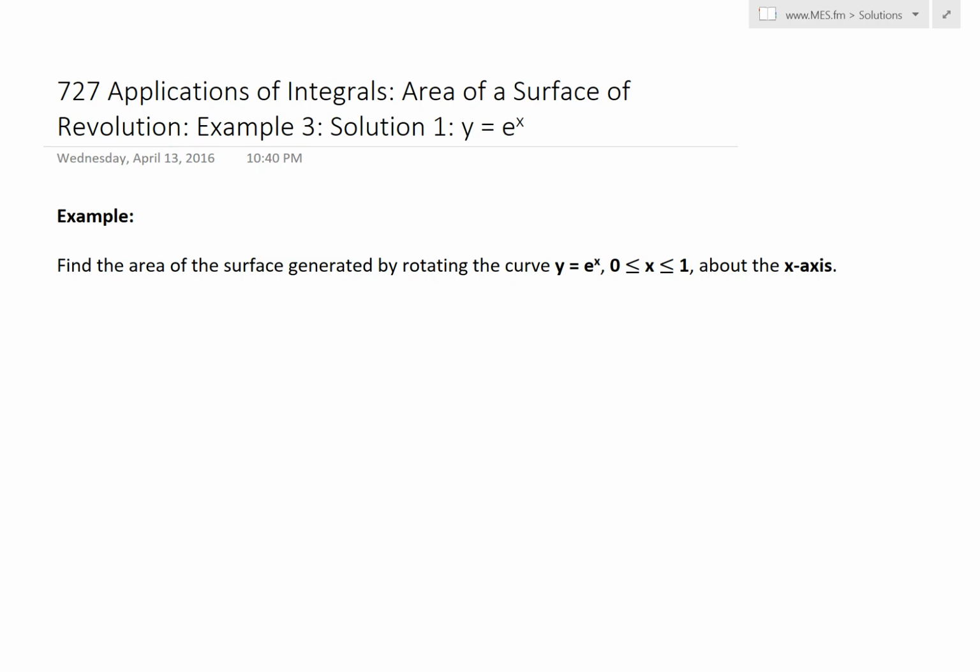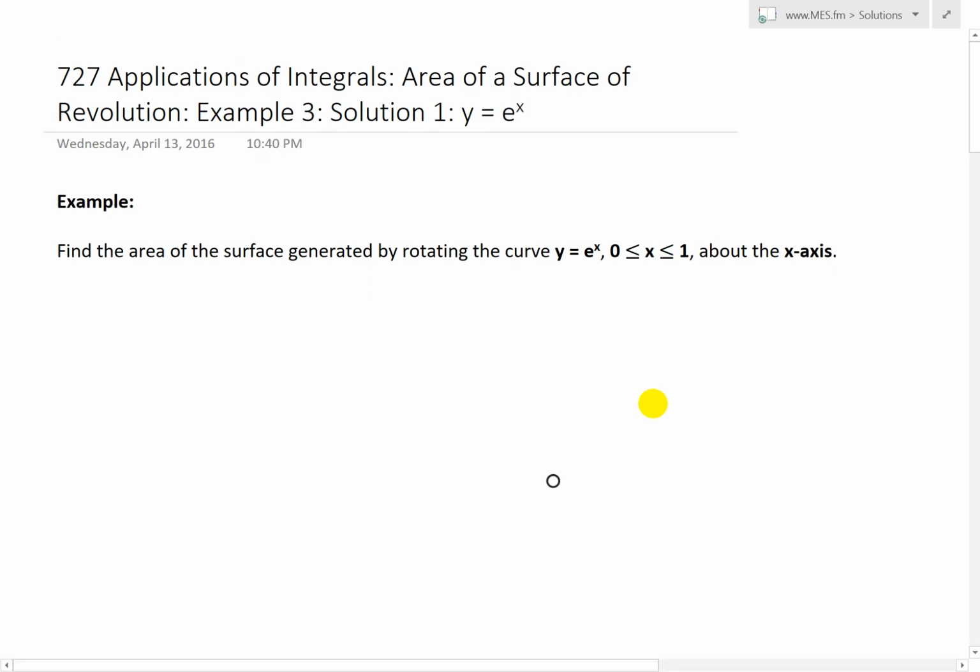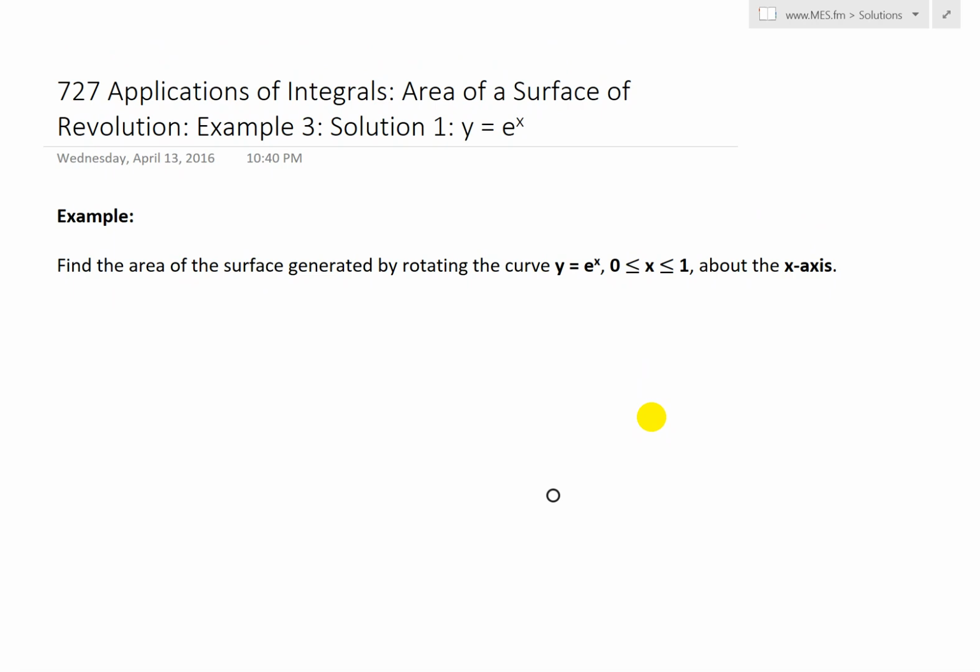It's time for another Math Easy Solution to discuss further into applications of integrals, and now look further into the area of a surface of revolution, or surface area, and look at example 3 of the example series. In this example, I'm going to solve it using what we'll call solution 1, where we use y in terms of x.